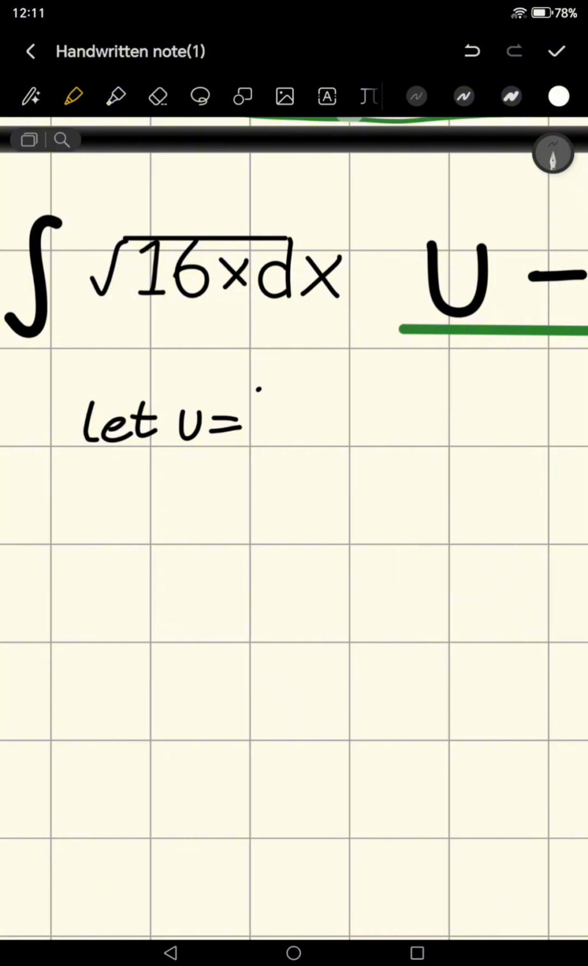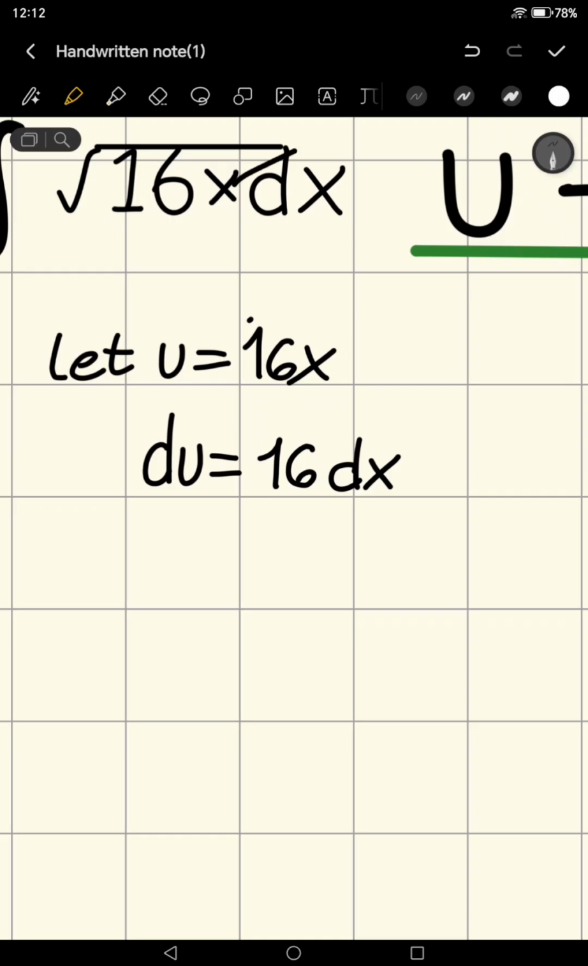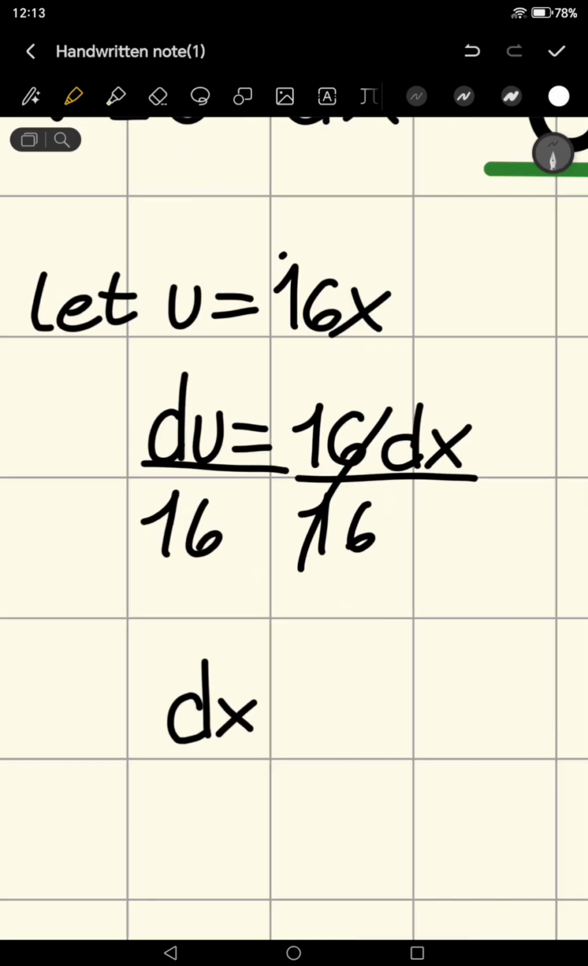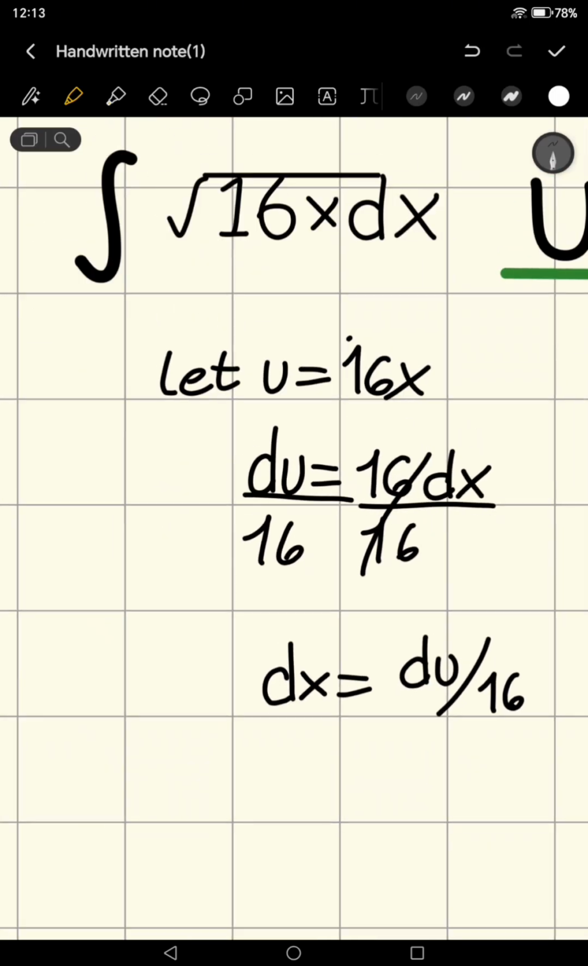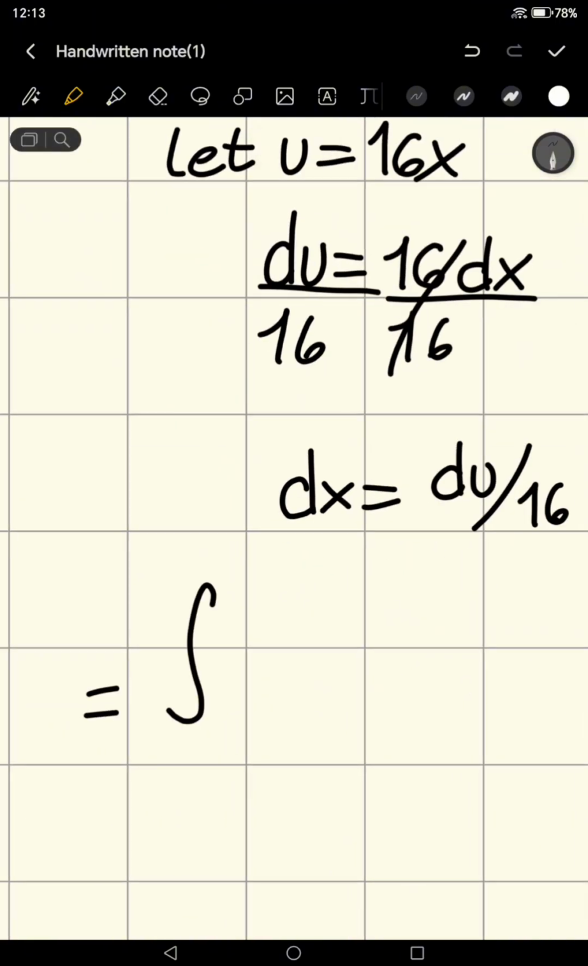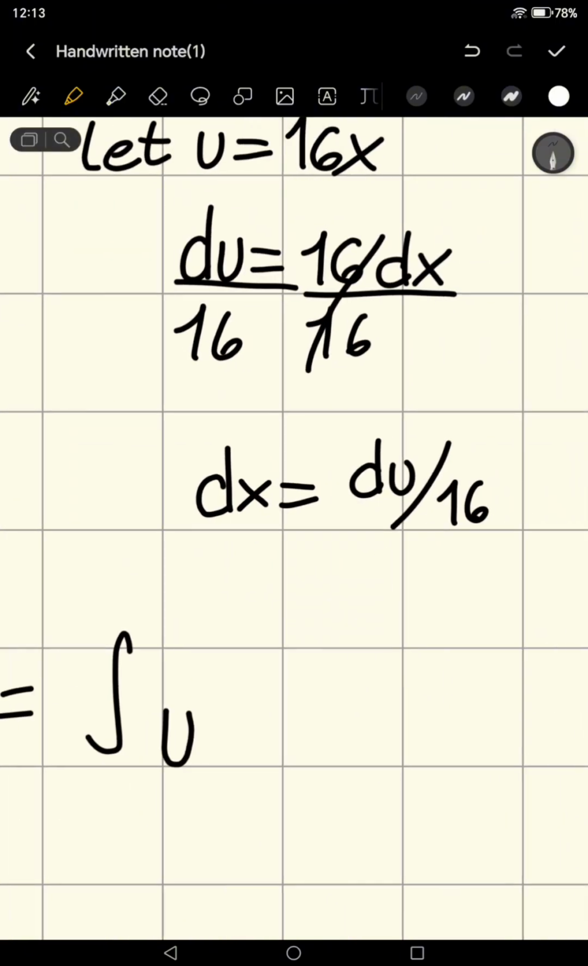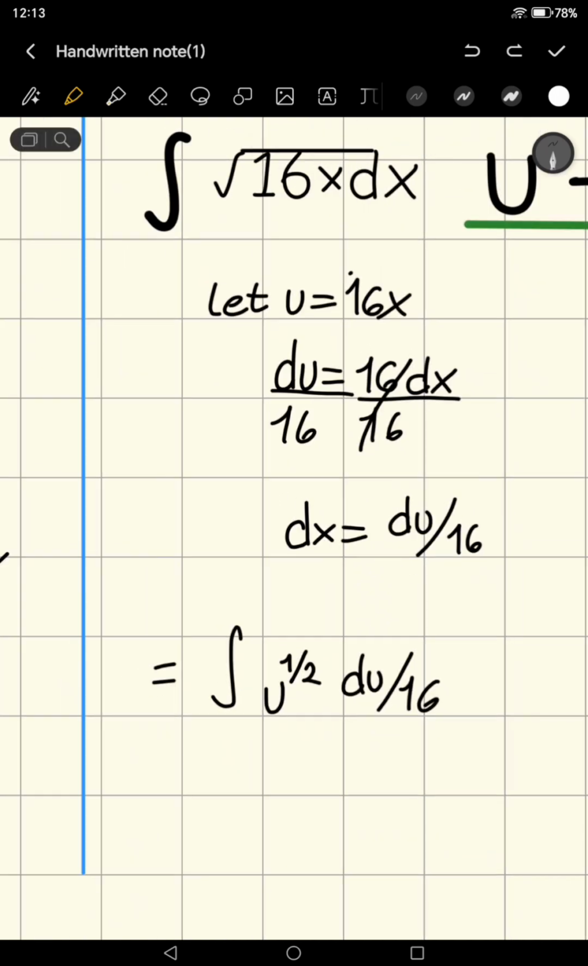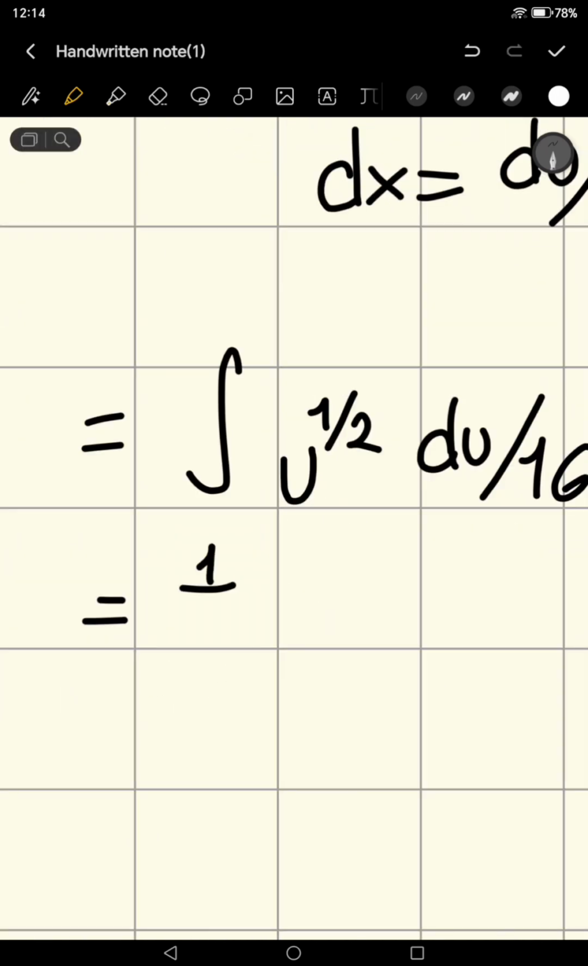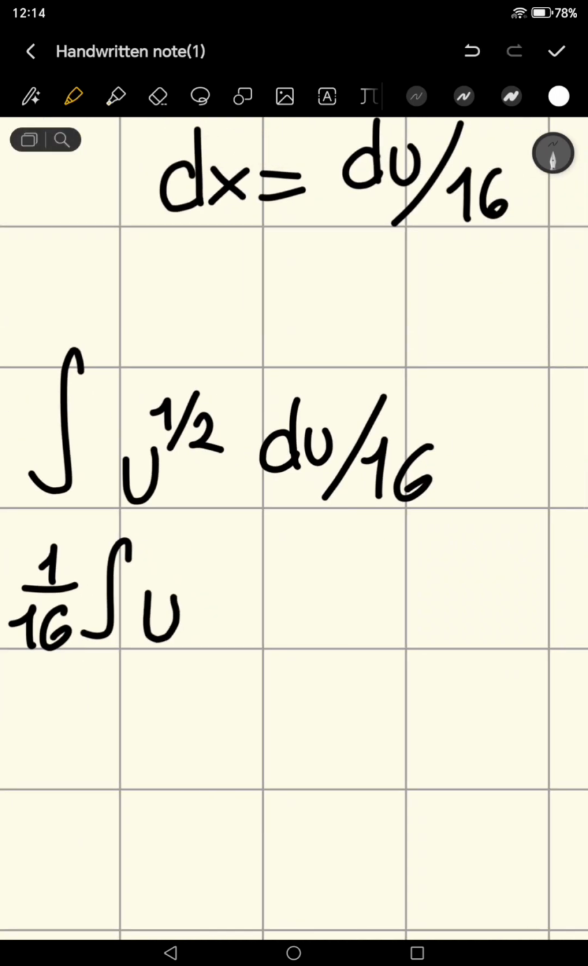So let u be equal to 16x, and the derivative of u is du, and the derivative of 16x is just simply 16 dx, meaning di natin kailangan ng constant 16. To remove it, just simply divide both sides by 16. So dx is equal to du over 16. This will become u raised to 1/2, which is yung square root kanina, times the du over 16. Okay, let's apply the constant rule. Factor out the 1 over 16 times the integral of u raised to 1/2 times du.